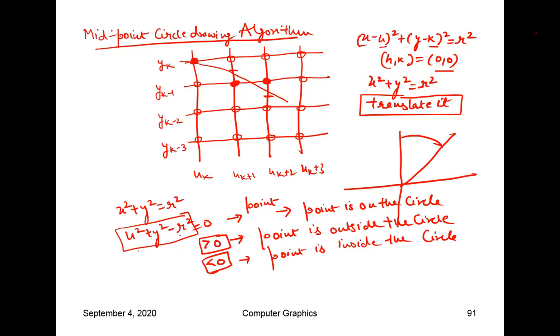Harsh, okay. So in this, what we have done is we will be calculating this middle point. So if this is yk, this is yk minus 1, I can say that this point will be yk minus 1 by 2. Then we have to calculate this x square plus y square minus r square. So we'll take a decision, this pk, that is equal to xk square plus yk square minus r square.